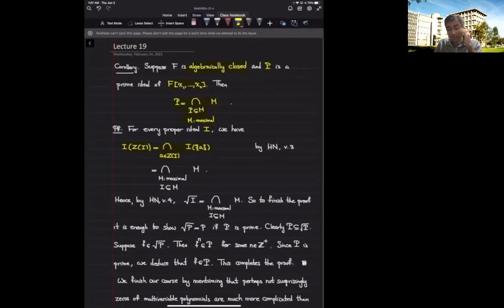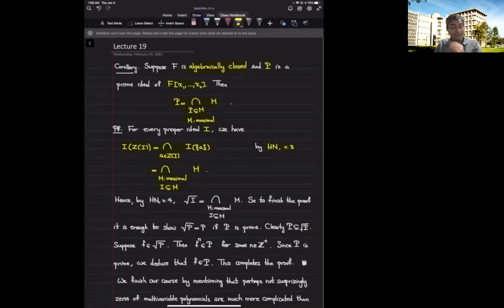But remember, Hilbert's Nullstellensatz, version 3, says that starting from a common zero of I, when I look at I of this point, I end up getting all the maximal ideals that contain I, all the maximal divisors of I. So this ranges over all the maximal ideals that contain I. So we get this equality. So I of Z of I is the intersection of all the maximal ideals that contain I.